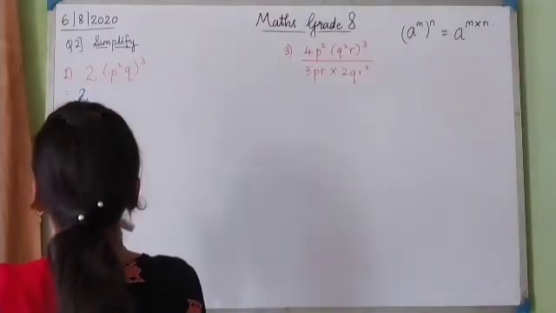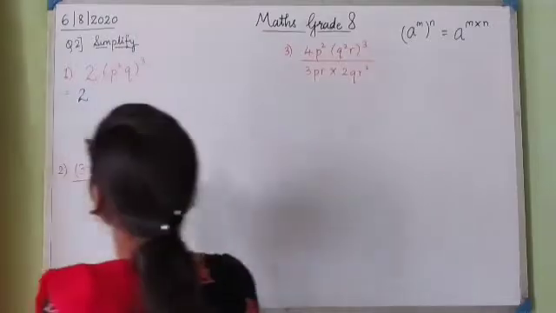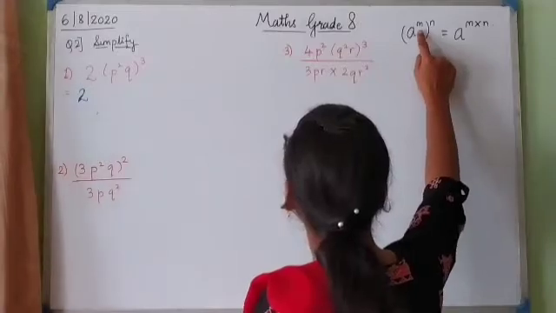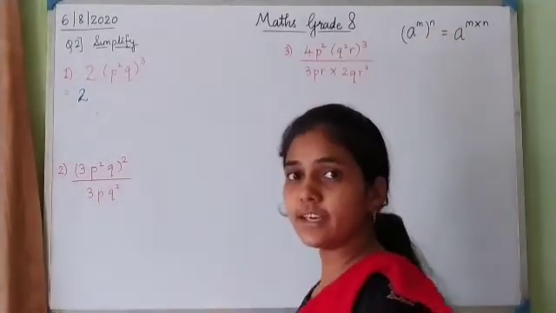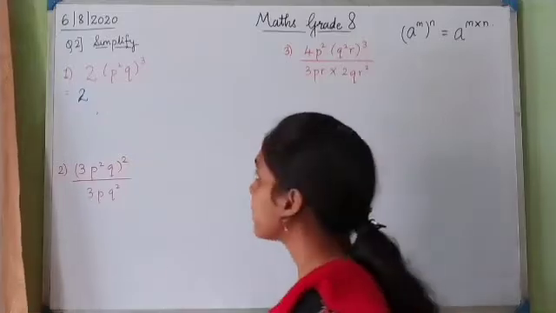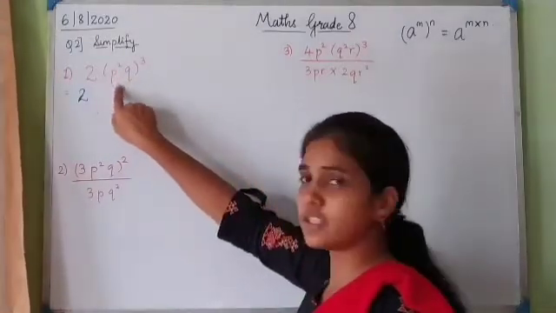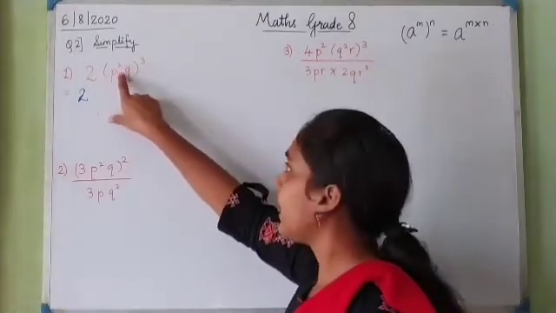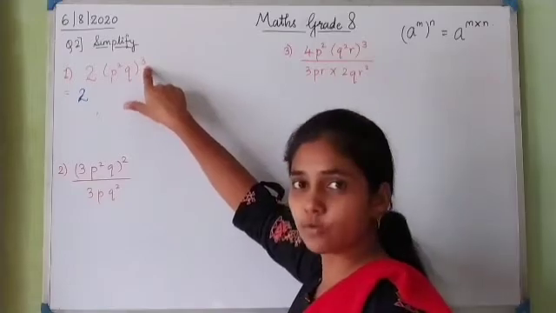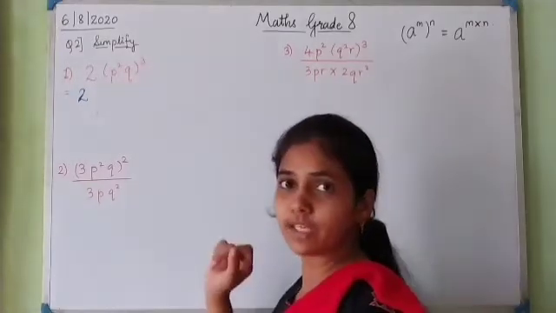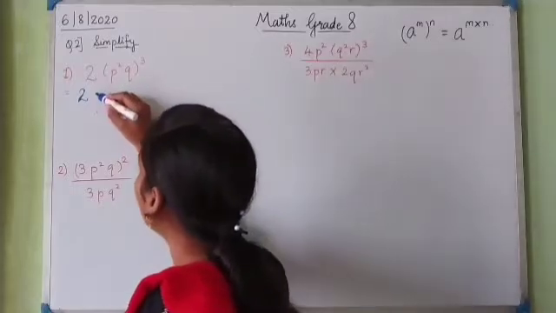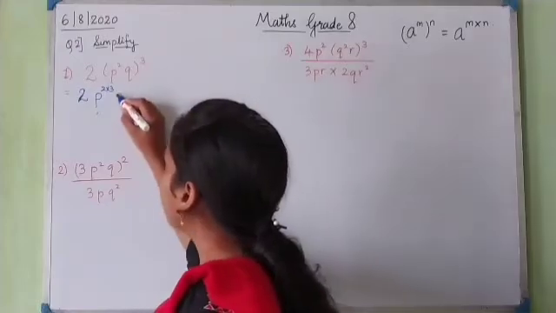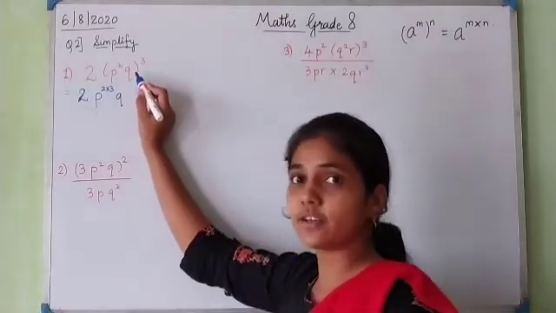We write 2 as it is, and then look at the new law which we have studied. If there is a bracket between two indices, then the indices get multiplied to each other. So first let's see the first letter, which is p, and its index is 2, and there is one more index outside. So these two indices will get multiplied to each other. So we write 2 p raised to, this is getting multiplied to this, so 2 into 3, and q has no index here, right?